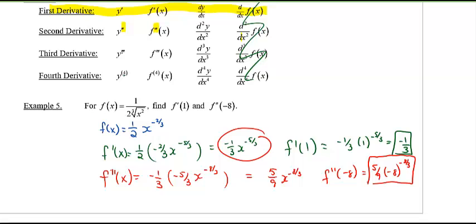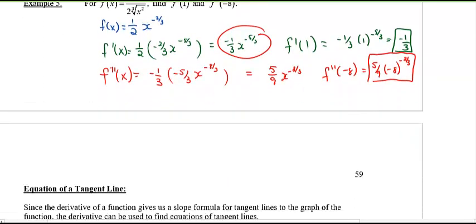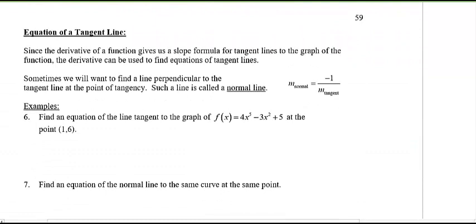Okay, so lots of skills, mechanics that I'm doing with you. Hopefully we can now apply it to something. So let's turn the page. Remember this idea of an equation of a tangent line? Well, since the derivative of a function actually gives us the slope formula, we can use the derivative to help us find equations of tangent lines.